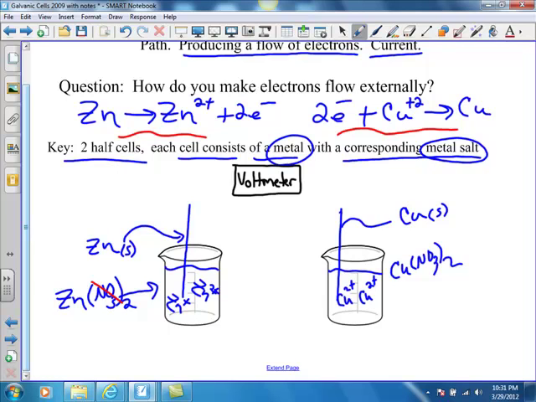A voltmeter just measures voltage, and what we're going to talk about in our next VodCast is how to calculate this voltage. Right now we're just worrying about how to create a half cell. So what we need to do is take an electrode, which is just a fancy name for wire, and connect that to the voltmeter, and that voltmeter is going to allow that to come over to the other side. We're going to connect that over to the other side.